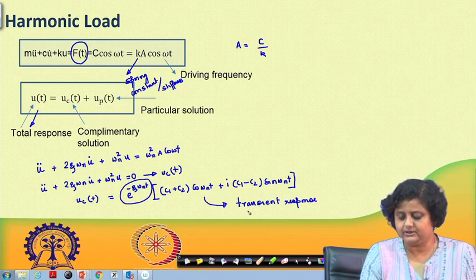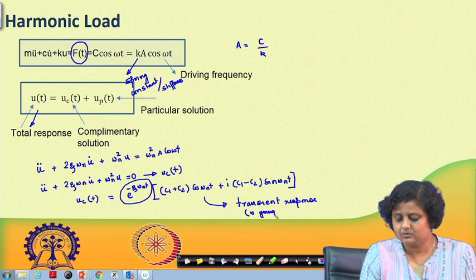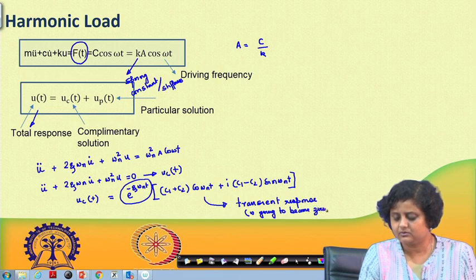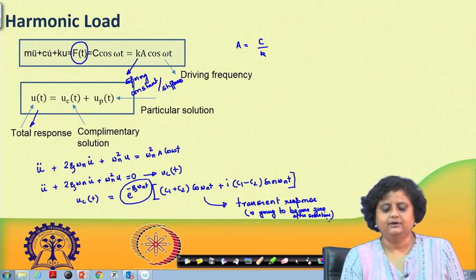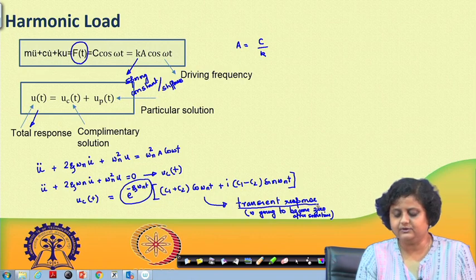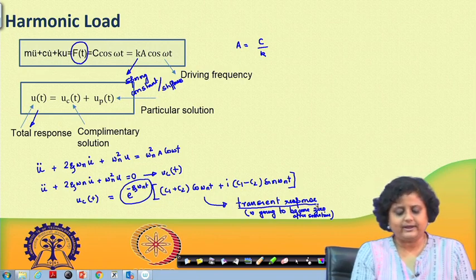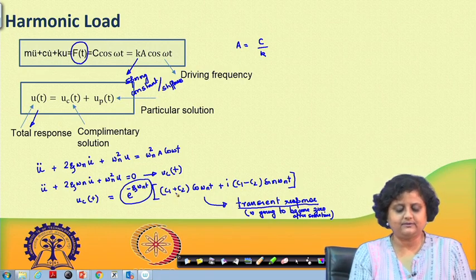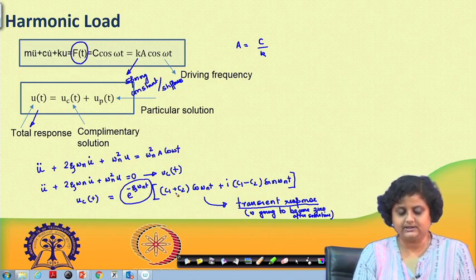Because this solution is going to become 0, or very close to 0, almost equal to 0, after some instant of time, this is called the transient response. As we have done earlier, C1 and C2 can be found out from the initial conditions.